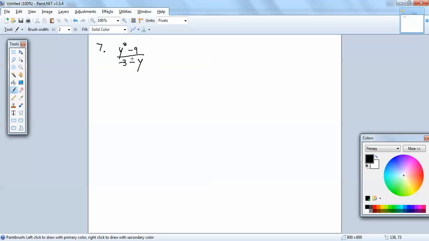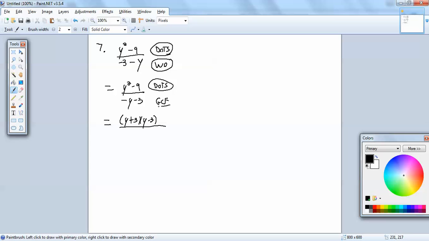Well, we want to simplify this, and that means factor the top, factor the bottom. The top is a difference of two squares. And the bottom is in the wrong order. This needs to be in standard form. So I got y squared minus 9 over negative y minus 3. That's y plus 3, y minus 3, again a difference of two squares. And this is GCF. Because the first term starts with a negative, I'll factor out negative 1. And that gives us y plus 3.